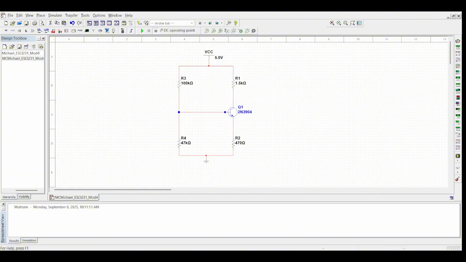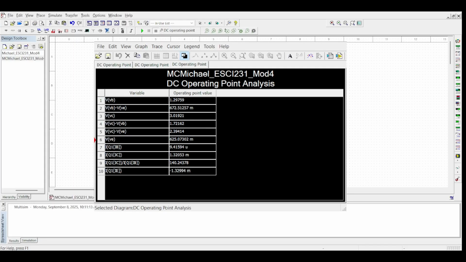When we run our DC operating point analysis, we get a bias voltage of 1.29759 volts for our base voltage, 3.01921 volts for our collector voltage.